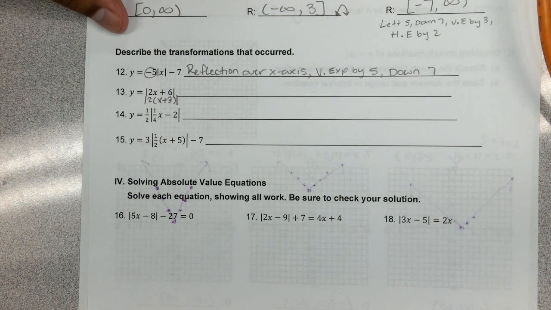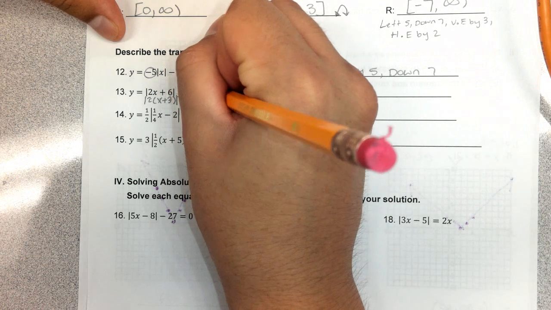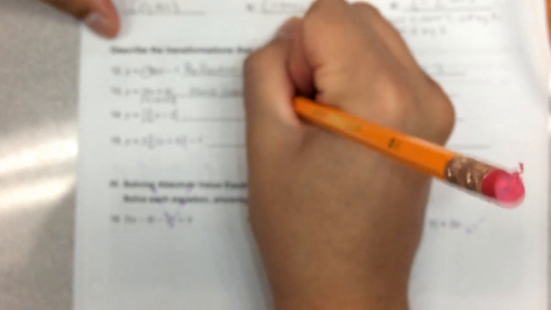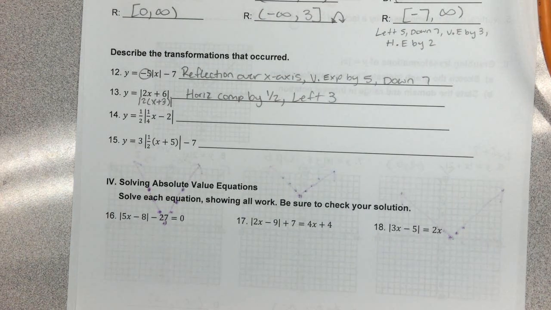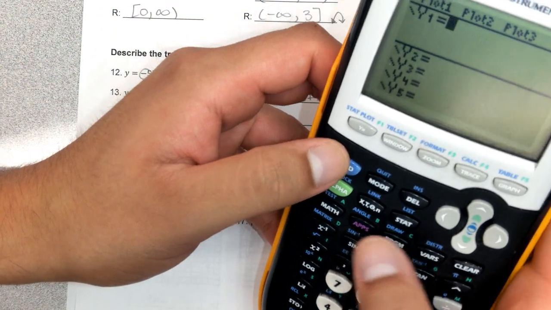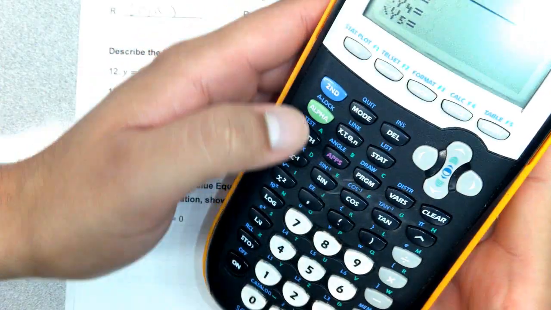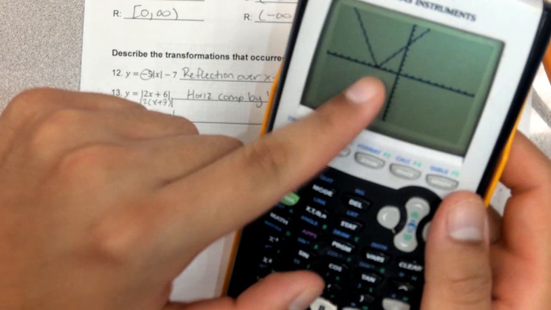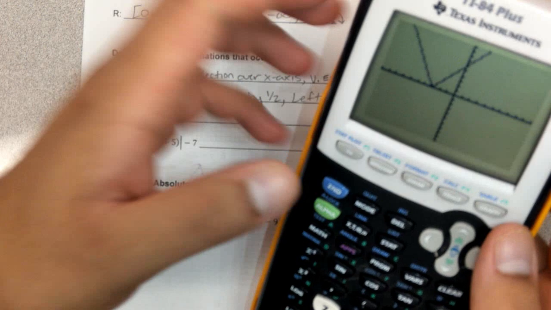Alright, so our two transformations are horizontal compression by 1/2 and left 3. Alright, so horizontal compression by 1/2 and left 3. Alright, so the vertex for that one should be at -3, 0. Again, if you want to check, if I plug in the function the way it is, you could see that the vertex would be at -3, 0.